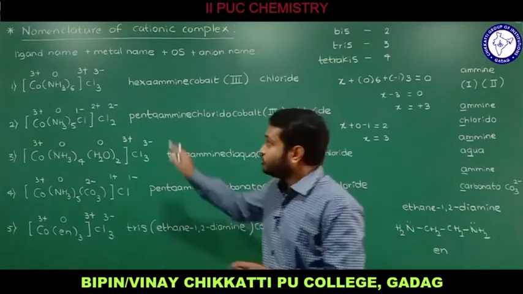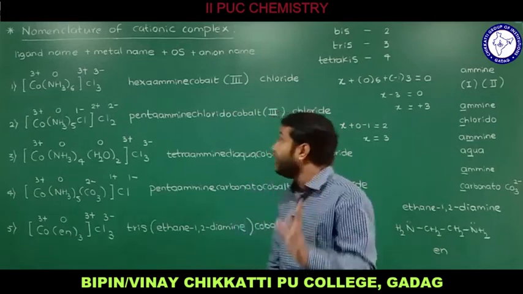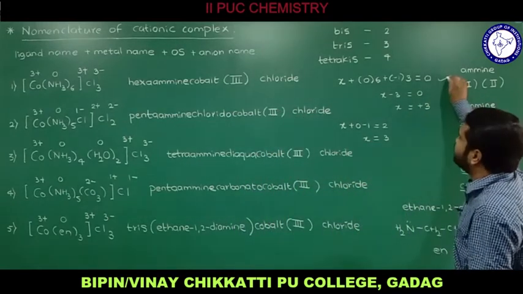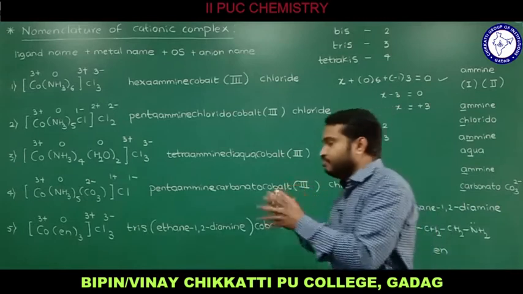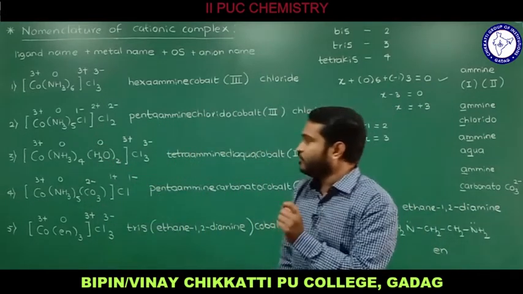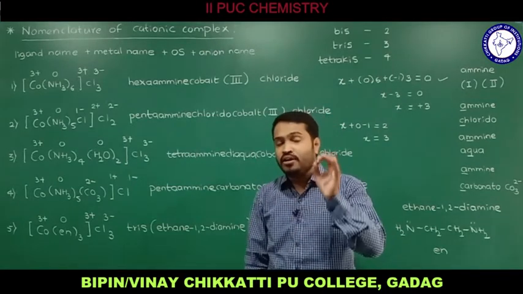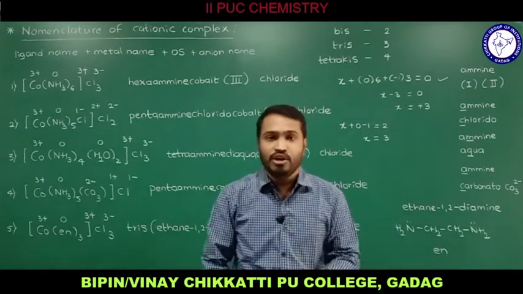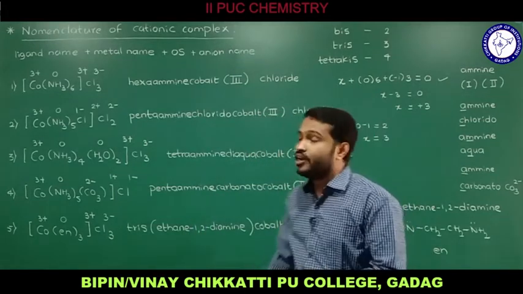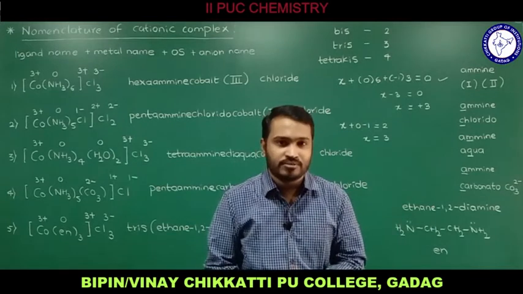And now the oxidation state of the central metal atom is a very important one, and you can follow this method as we used to do oxidation number as it is. And now I have explained one more method to identify the oxidation number. You can use any one if you want, but try to identify the correct oxidation number so that we are going to get the correct name. That is all about the nomenclature of cation complexes.